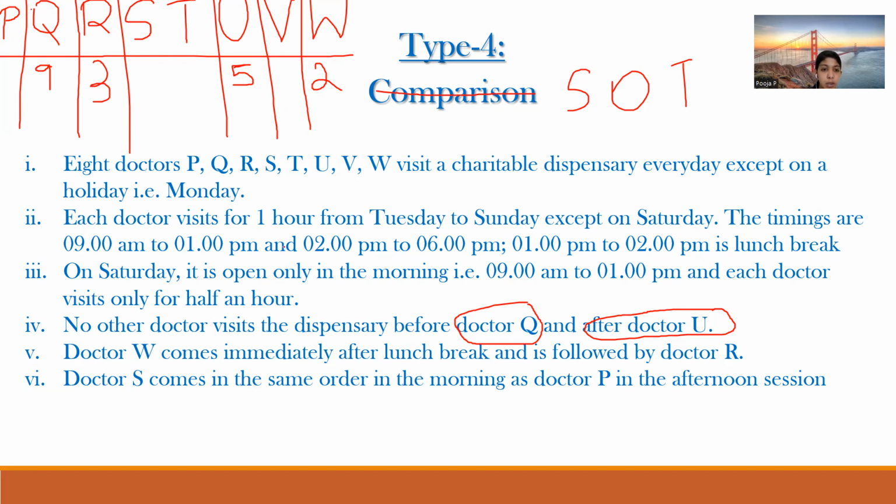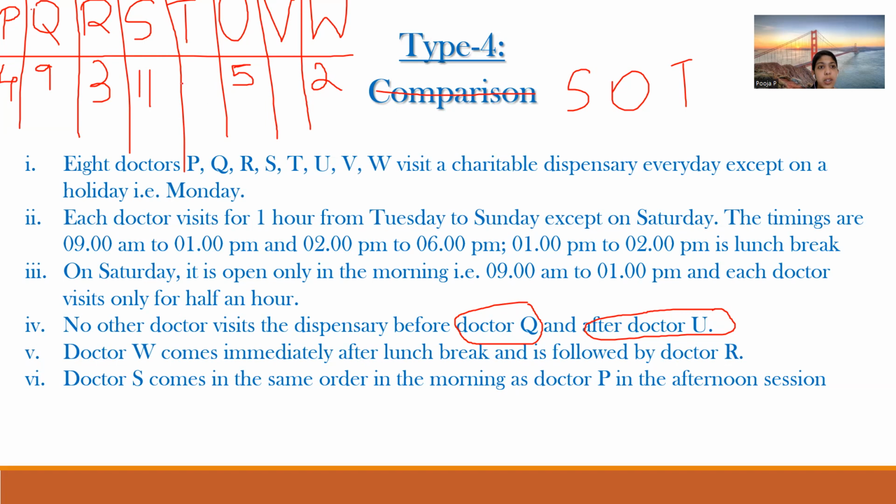Dr. S comes in the same order in the morning as Dr. P in the afternoon session. So S is not given directly, it is given with respect to P. So let us find out with Dr. P. In the afternoon, how many slots are there? 2 p.m. to 3 p.m. is one slot, 2 to 3, 3 to 4, that is also done, 4 to 5, that is missing, 5 to 6 is done. So Dr. P only comes, 4 to 5 is left. 4 to 5, correct, very good. So 4 to 5 p.m., this is where Dr. P comes. And that will be equivalent to 11 to 12 in the morning session. Very good. So Dr. S comes in at 11.